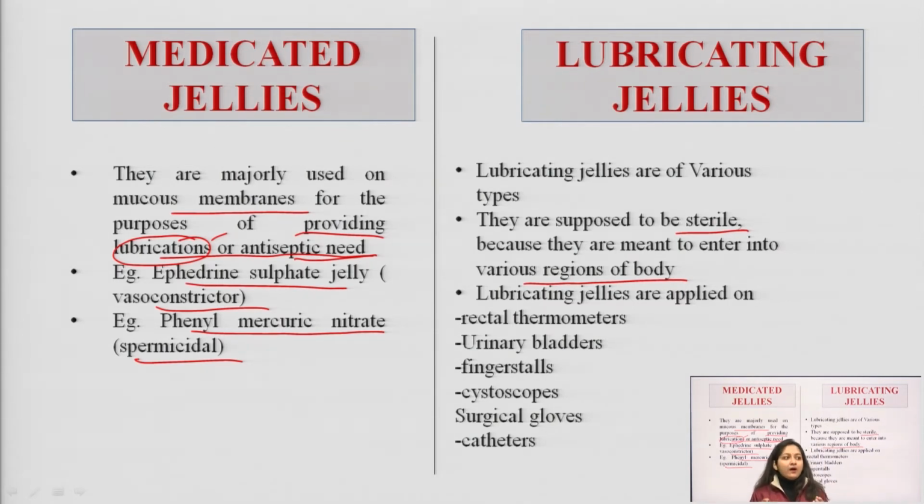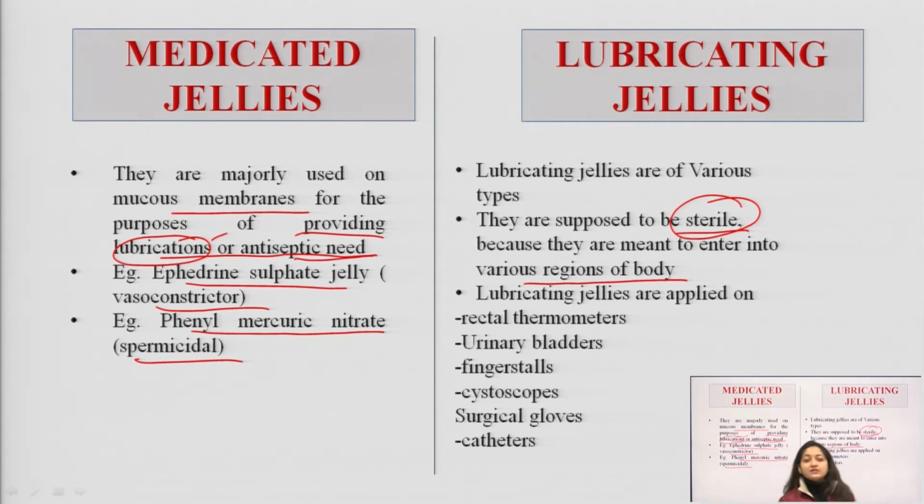For example, if a female wants to undergo a TVS scan, that is a transvaginal scan, the instrument used to perform the TVS is often applied with lubricating jelly, because that is going to provide lubrication, and with the help of lubrication the instrument can be introduced into the body orifices without any hassle. So, it is very important that such jellies are sterile and free from microbes. Then lubricating jellies are applied onto rectal thermometers.